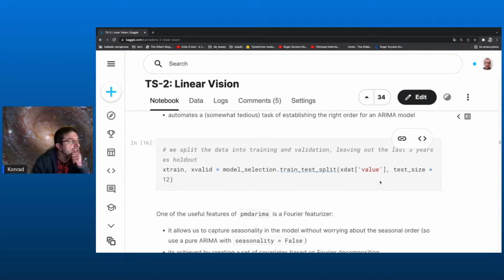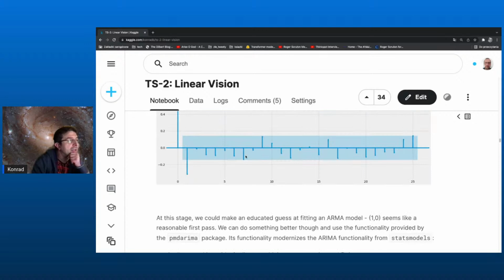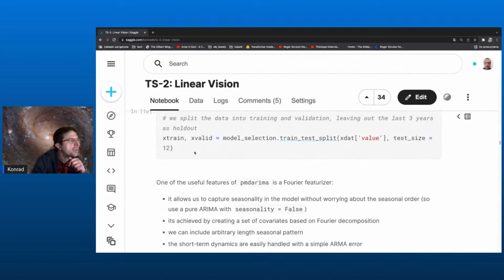So, as usual, we have a very convenient... I forgot to mention, this is quarterly data. So, where was I? Here. First thing we do, we split into training and validation. We have it built in, so we don't have to worry about it. Just give me the last 3 years, so 12 quarters. It's the little things, but they accumulate and make your life a little more pleasant, or at least a little less miserable.